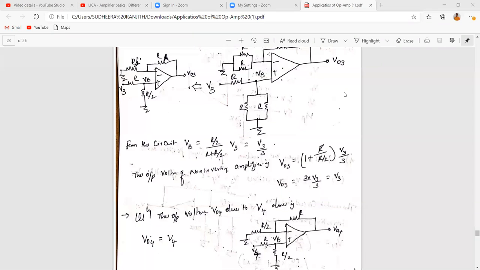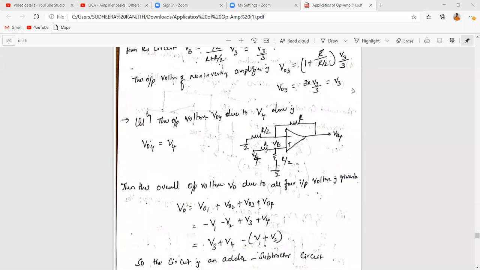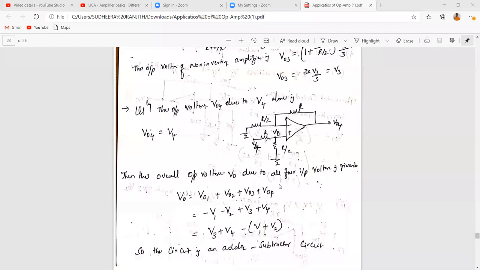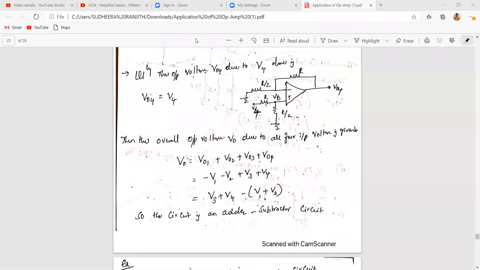Finally, total output. As per the principle, what is the total output? V01 plus V02 plus V03 plus V04. V01 is minus V1, V02 is minus V2, V03 is plus V3, V04 is plus V4. So V3 plus V4, taking the minus as common, minus of V1 plus V2. Now if you observe, these are two adder circuit outputs and the centered thing is one subtractor output.